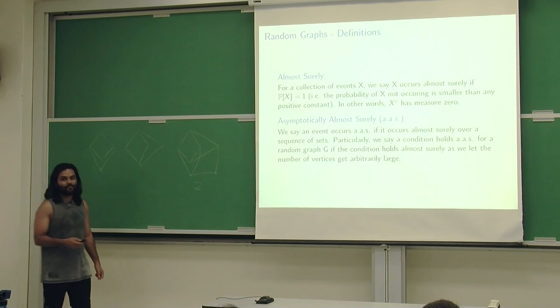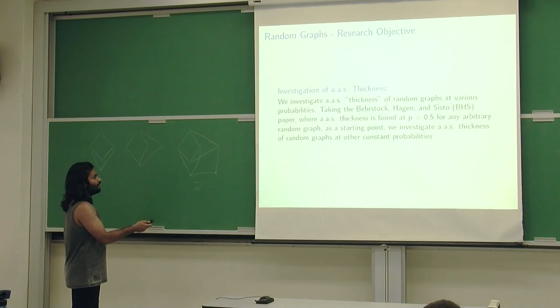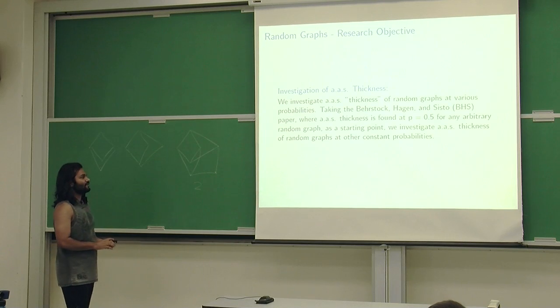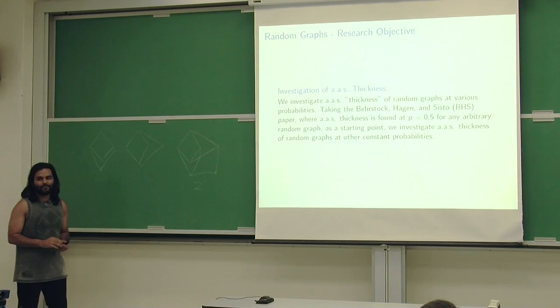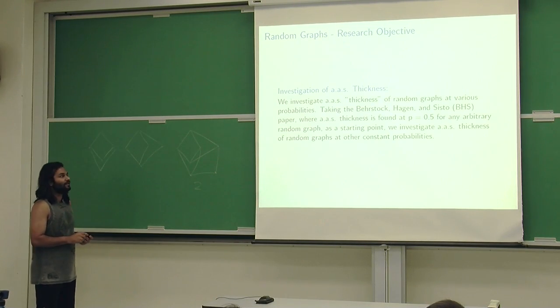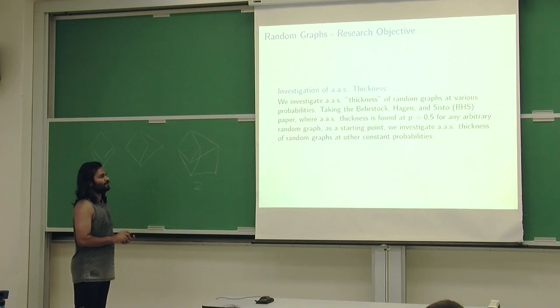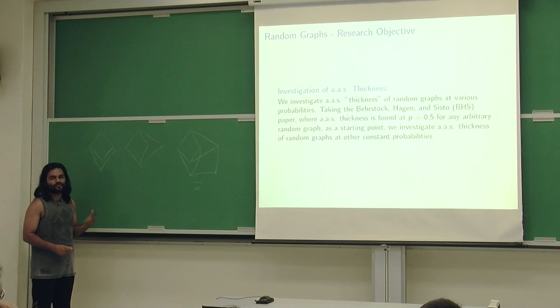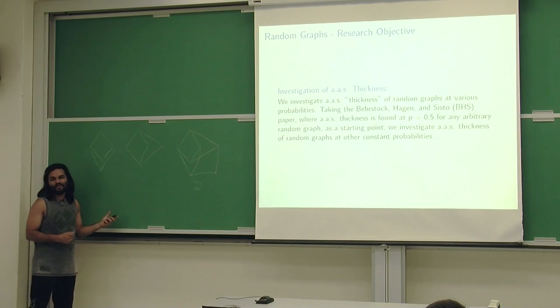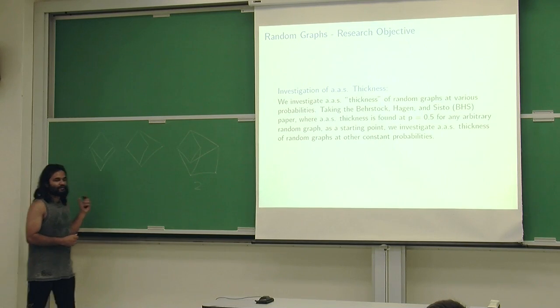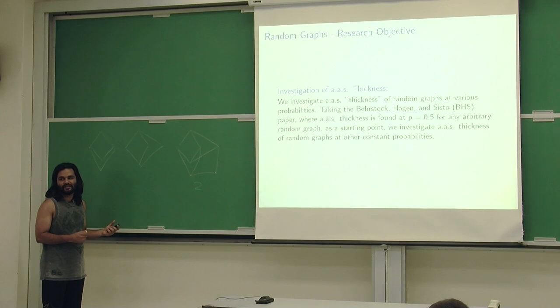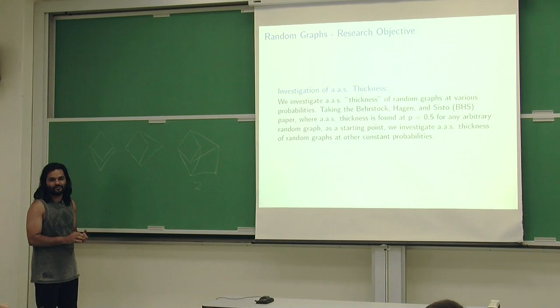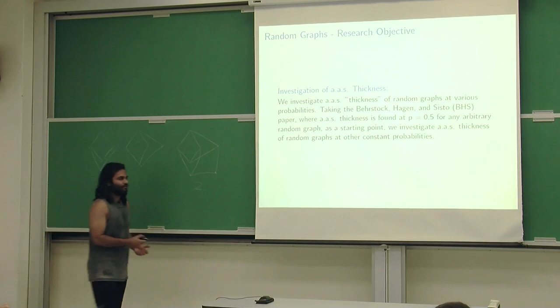The result I was talking about, thickness, is here. This is a paper by our professor and 2 other professors, Mark Hagen and Alessandro Sisto, where they prove that at constant probability half, the graph is asymptotically almost surely thick, and we're looking to generalize these results for other probabilities. I'll hand it over to Hayam.